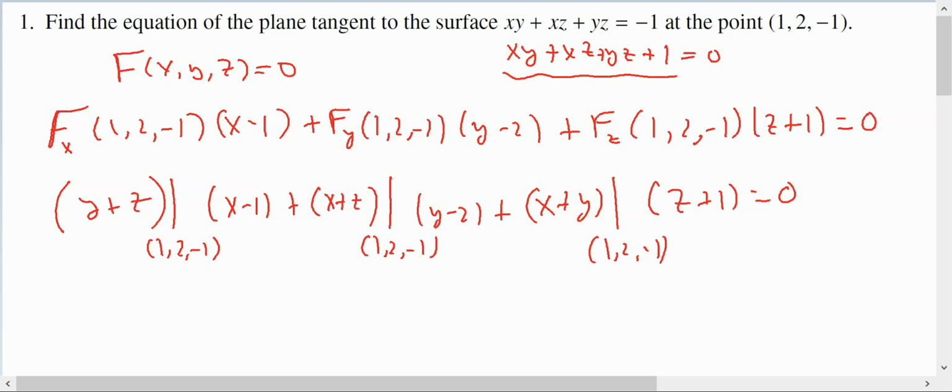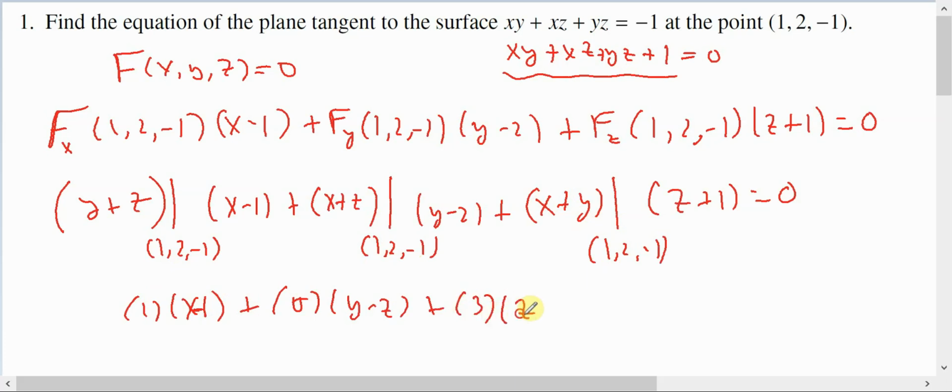And so just plugging in, I'm going to get my coefficients. This y plus z is going to be 2 plus a negative 1. That's going to be 1. So 1 times x minus 1. Here I'm going to add the x and the z, and I get 0, times y minus 2, and then add the x and the y, and I get 3 times z plus 1. And you can multiply this all out to get, on the x, 1 times x, you'll have x.